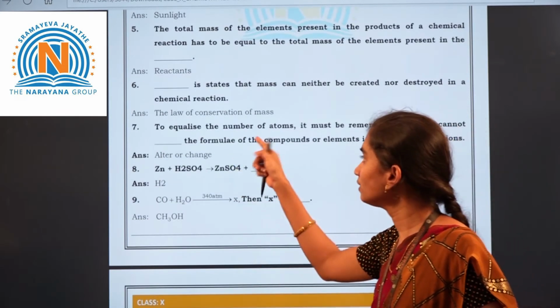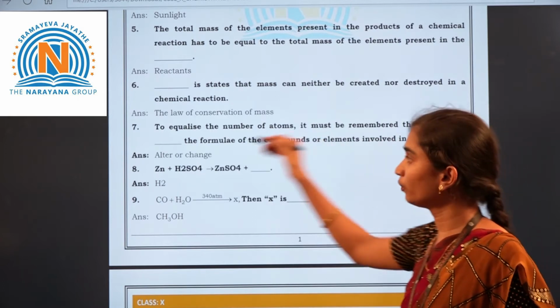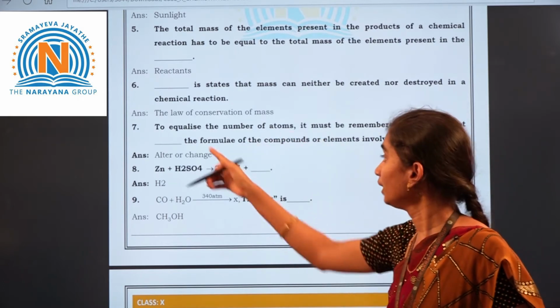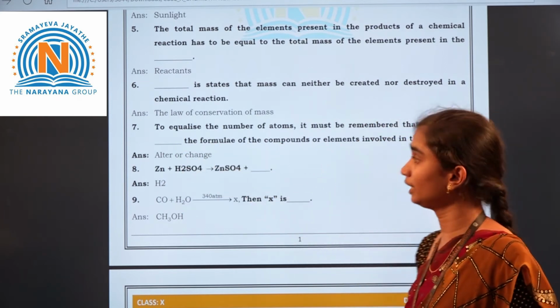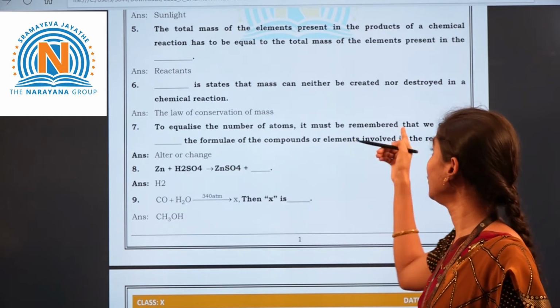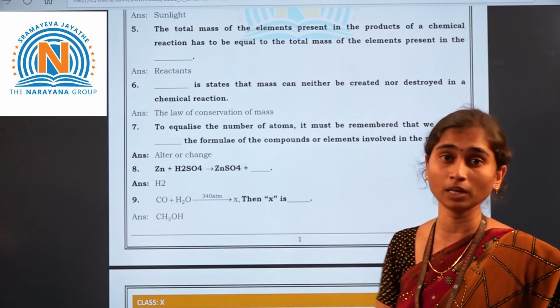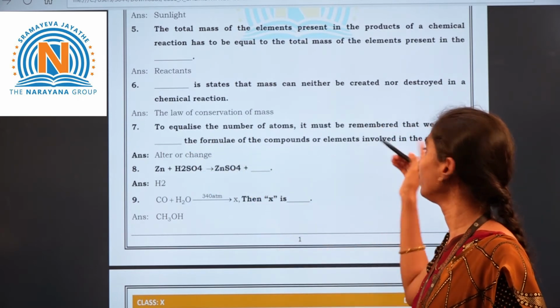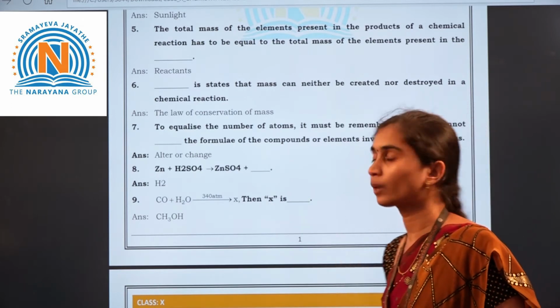To equalize the number of atoms, it must be remembered that we cannot dash the formula of the compounds or elements involved in the reaction. See here, to equalize the number of atoms, we cannot alter or change the formula of the compounds or elements involved in the reaction, right? So let us see another question.